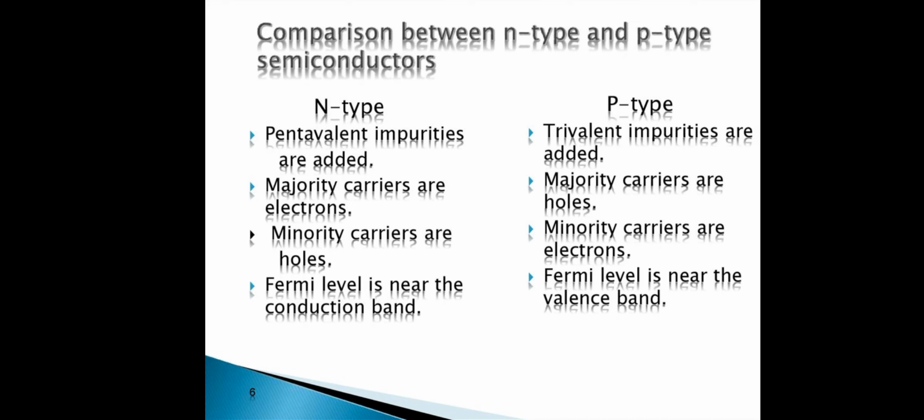Next, comparison between p-type and n-type. N-type semiconductor: pentavalent impurities are added, majority carriers are electrons, minority carriers are holes. Fermi level is near the conduction band. P-type semiconductor: trivalent impurities are added, majority carriers are holes, minority carriers are electrons. Fermi level is near the valence band.